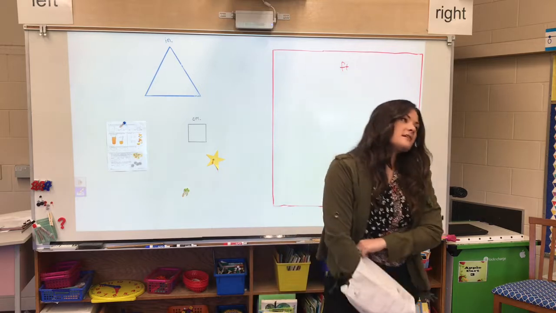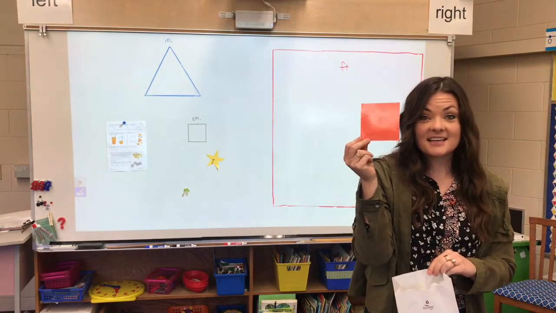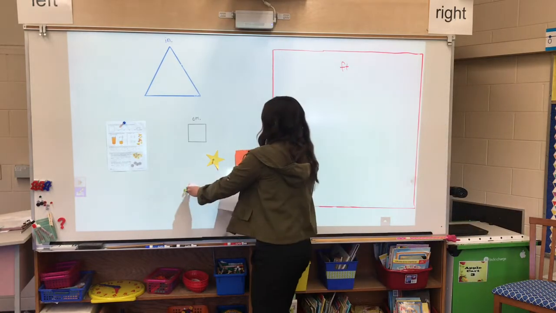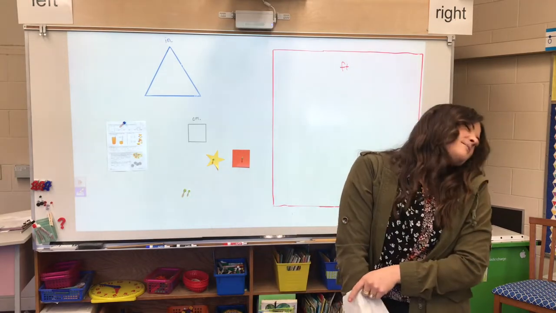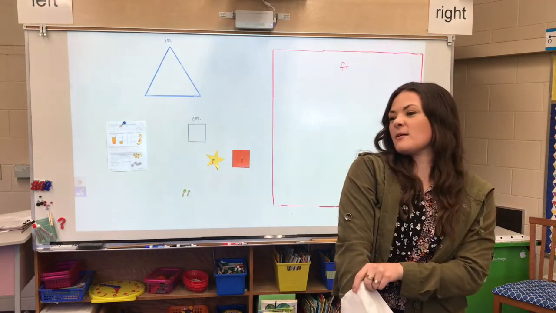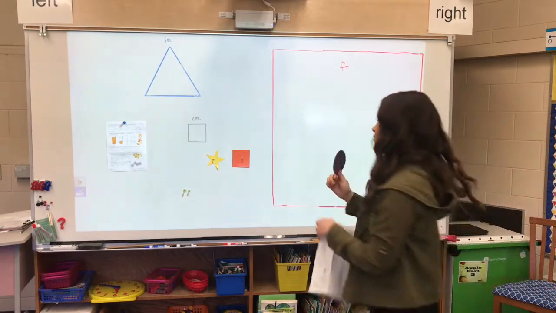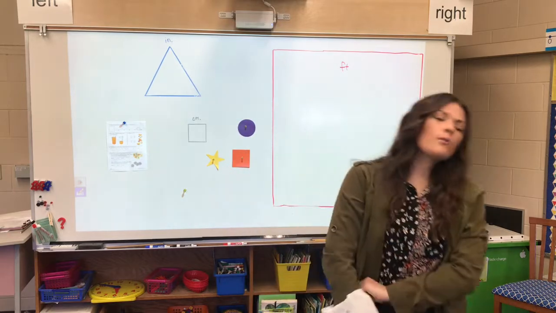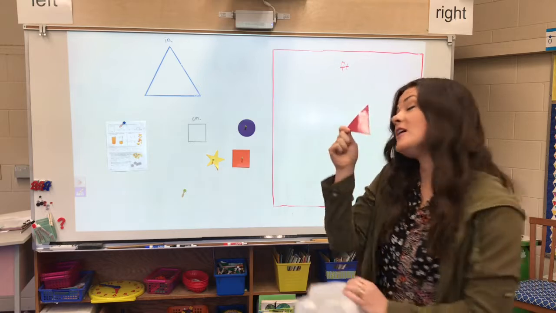Let's see what another one is. What's another one? Ooh, what shape is this? This is a square. We have a square that we're gonna look at. And 2 more mystery objects. Oh, if you were here, I'd pick one of you to come reach in. A circle. A circle is another one of our mystery objects. And one more. A triangle.